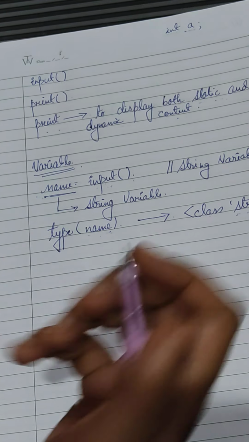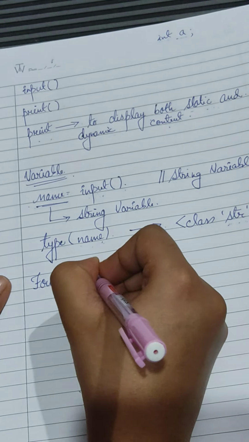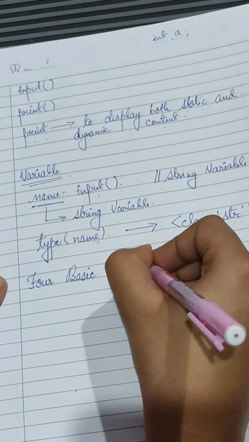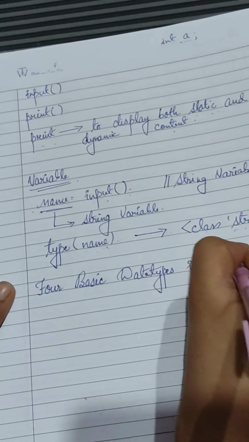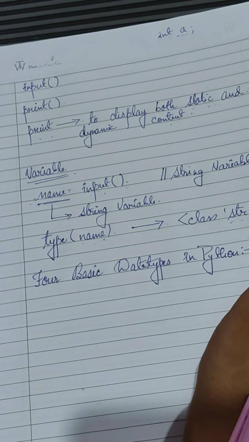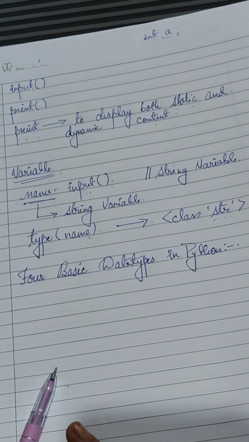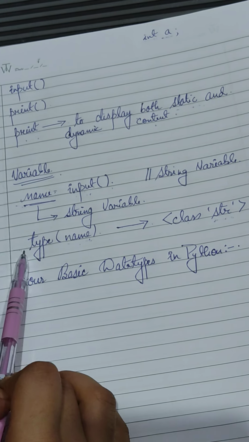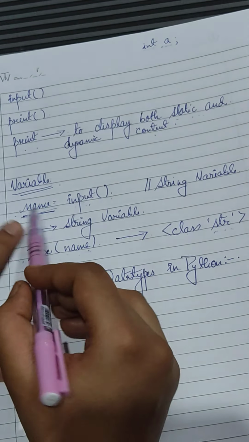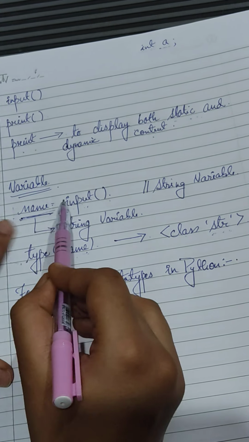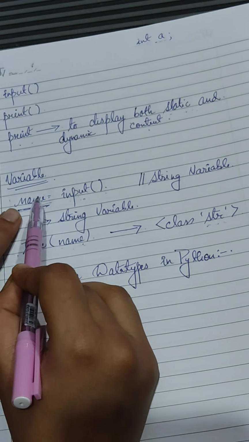There are 4 basic data types in Python. So before going to those 4 basic data types, one more time I want to clear the concept of a variable. In Python, whenever we declare a variable, at the time of initialization only we can tell which type this variable is.